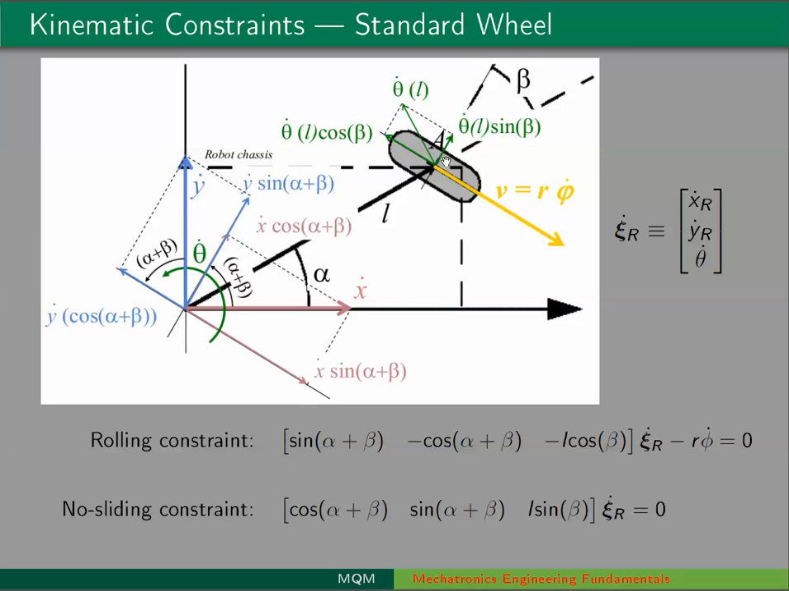And then the no sliding constraint, which is that the velocity perpendicular to the wheel is zero. X dot r cosine alpha plus beta is this term. Y dot r sine alpha plus beta. And theta dot L times sine beta. So all those add up to zero. So there are two constraints for the standard wheel, the rolling constraint and the no sliding constraint. And so we can do this for any of the four wheel types that we looked at in the previous video.